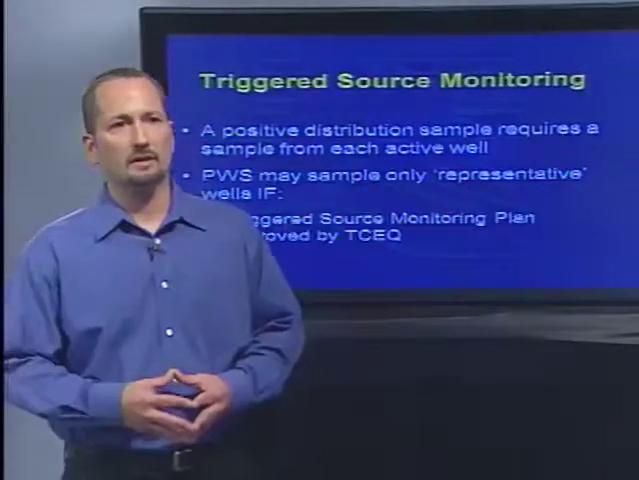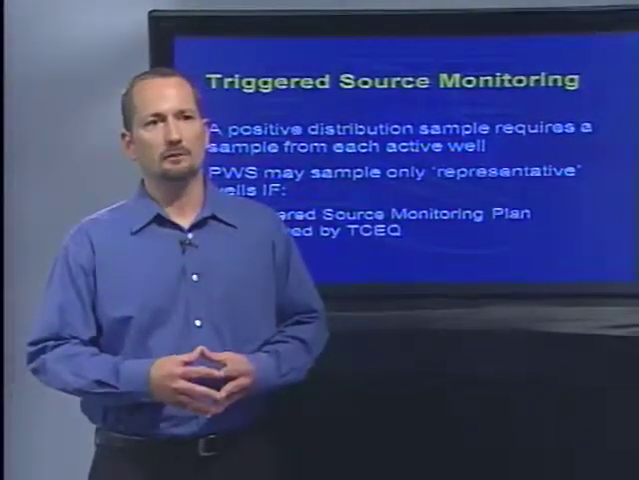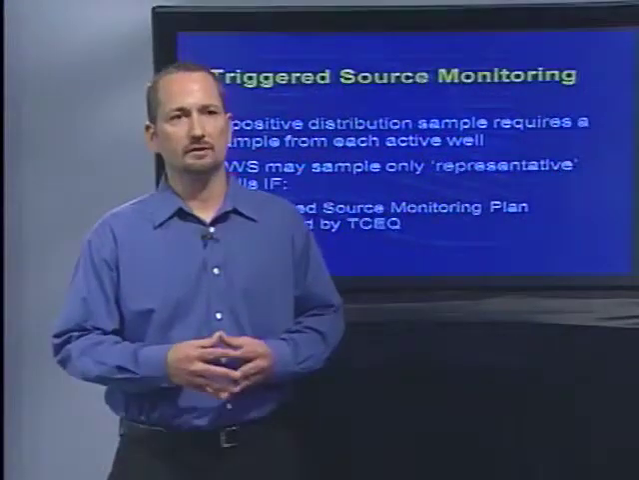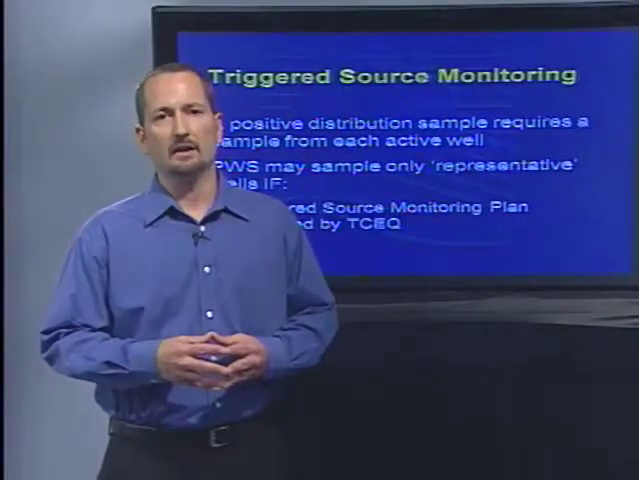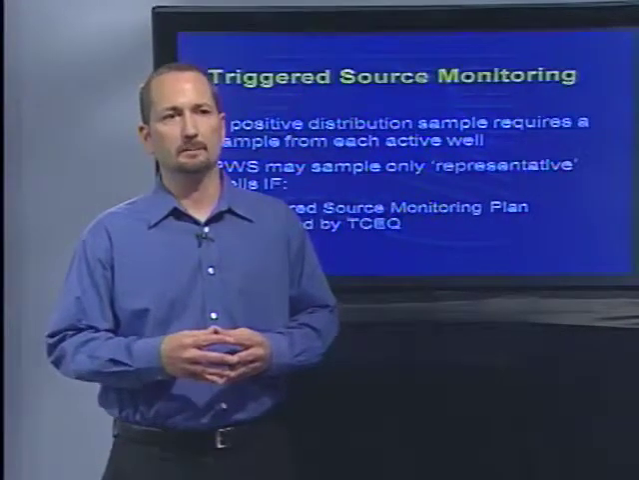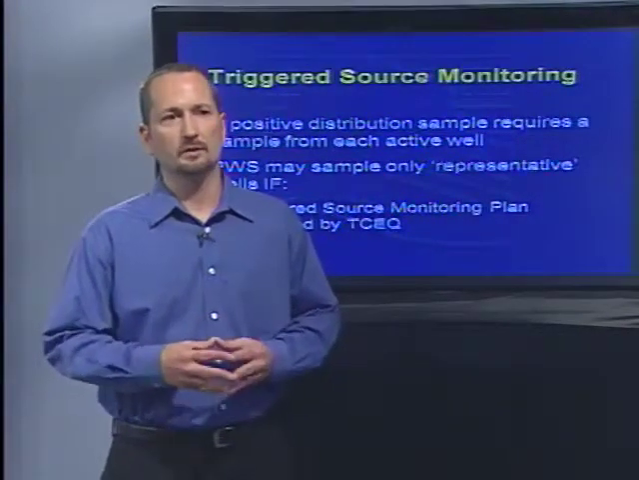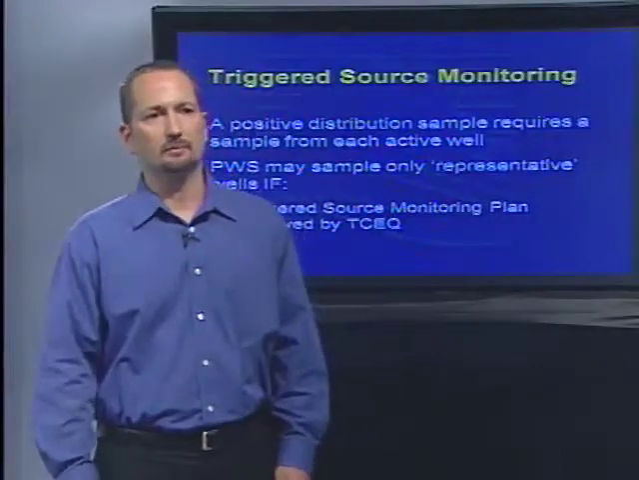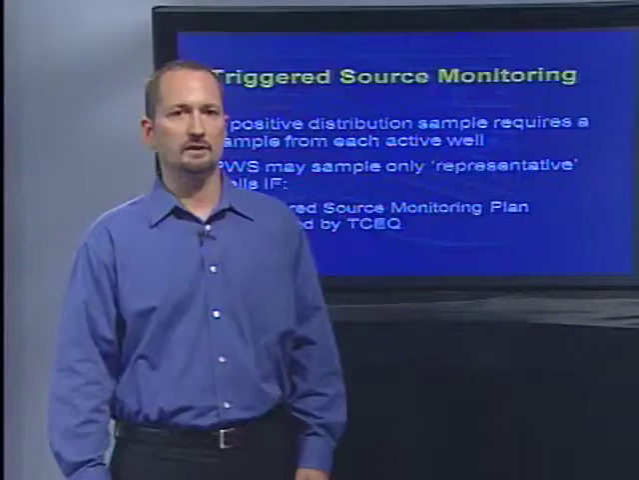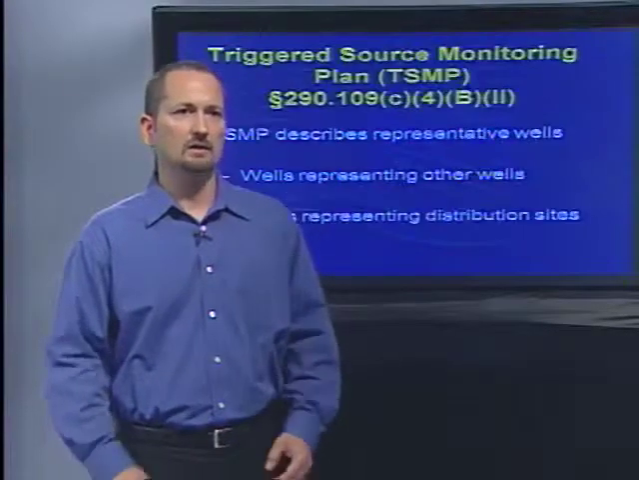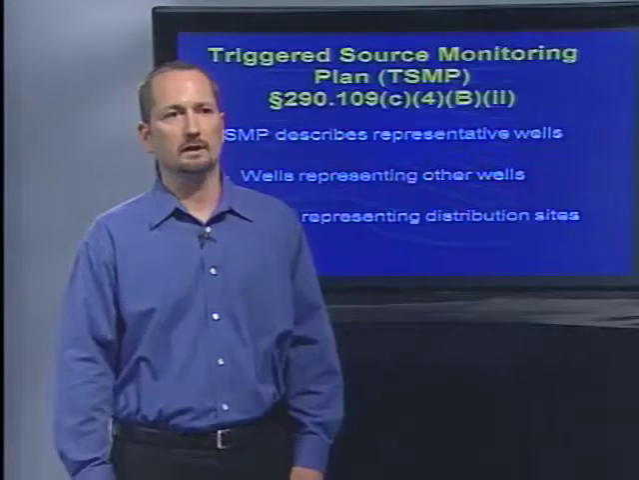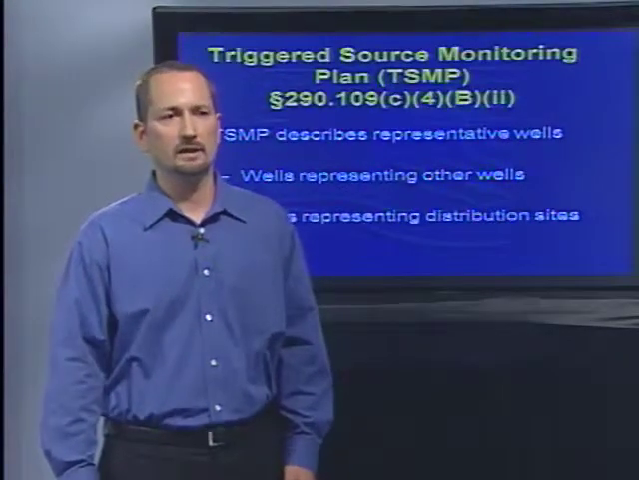So for the triggered source monitoring, a positive distribution sample would require a sample from each active well. Now, there are a lot of public water systems in Texas that have many wells, and to reduce the triggered source samples, the system can provide a triggered source monitoring plan that must be approved by the TCEQ. Triggered source monitoring plans are covered in our 290 rules. The citation is there on the screen.